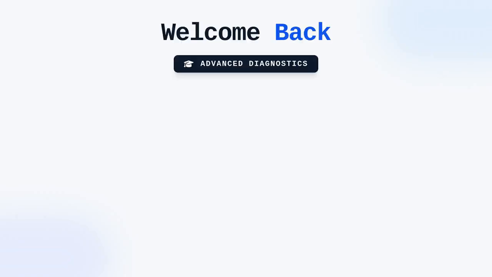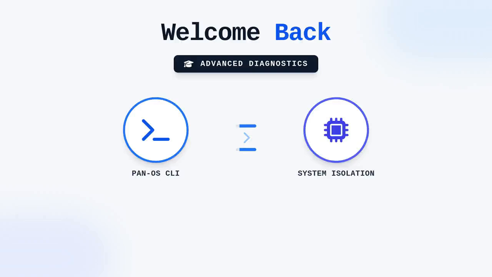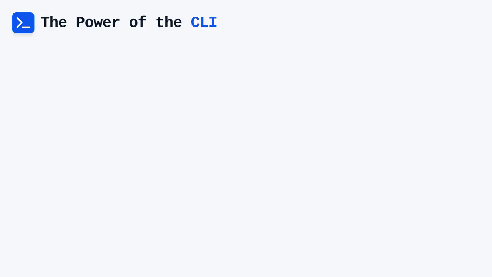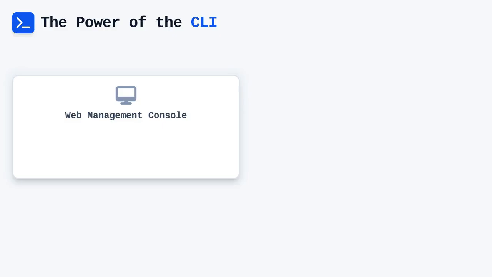Welcome back. In this lesson, we will focus on advanced diagnostic operations within the PAN-OS command line interface to isolate complex system-level constraints. The command line interface, or CLI, serves as the primary gateway for granular infrastructure debugging when the web management console reaches its visibility limits.